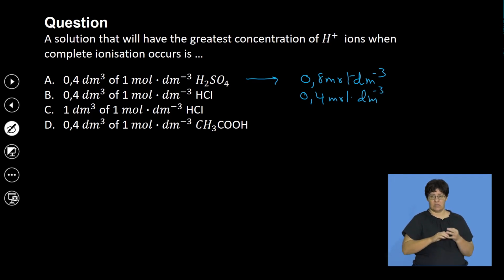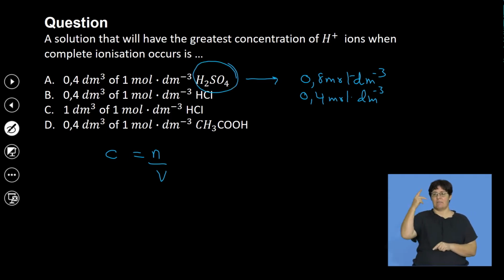The second one, if we have 1 cubic decimeter, well, that's the volume. So if we look at the second one, which says 0.4 moles of that, and that's the volume, we know that concentration is equal to number of moles over volume. So we'll try and get which one has a greater concentration. But if you realize that this gives us double the number of moles, obviously that's what we pay attention to. So we eliminate options in the process, and at the end of the day we make a comparison in terms of the quantities.